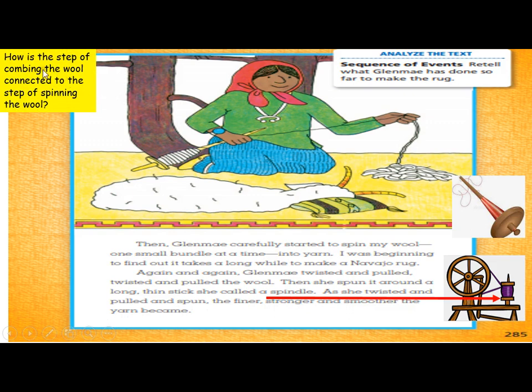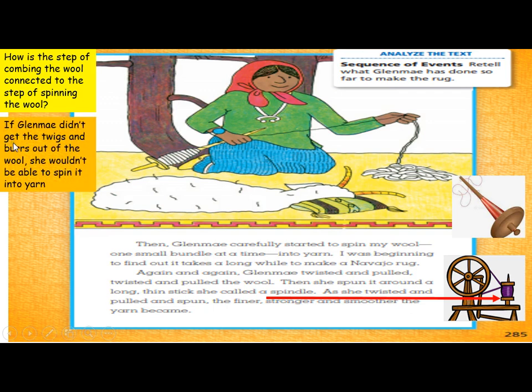Alright, how is the step of combing the wool connected to the step of spinning? Let me tell you something. How will Glenmay be able to spin the wool if it was full of twigs and burrs? Will you be able to spin the wool if it was unclean? I don't think so. So if Glenmay didn't get the twigs and burrs out of the wool, she wouldn't be able to spin it into yarn. As simple as that. It had to be cleaned out of twigs and burrs, so she can twist it around the spindle to make it a yarn.